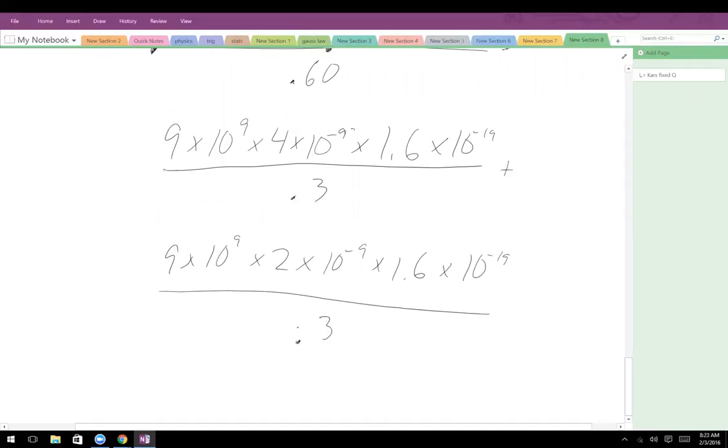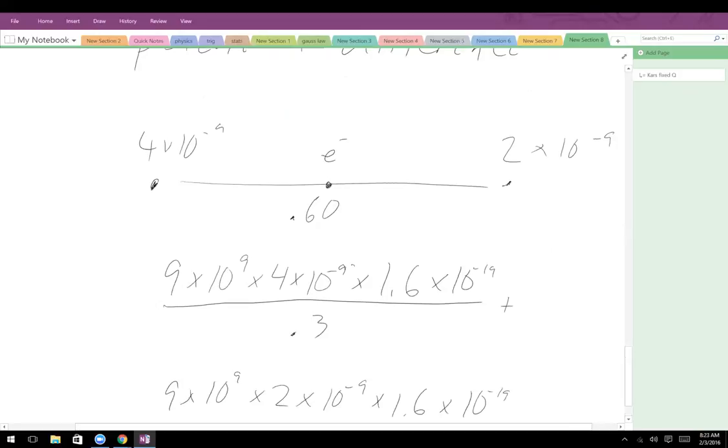And then the last thing we need to decide is, thankfully it's not vectors, so we don't have to do i's and j's and whatnot. But even with numbers, we do have to think, okay, are these going to actually add together, or are they going to subtract? What do you think? Why do you think they're going to subtract?